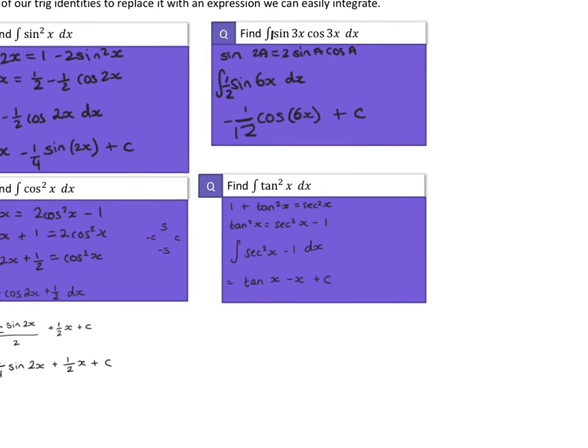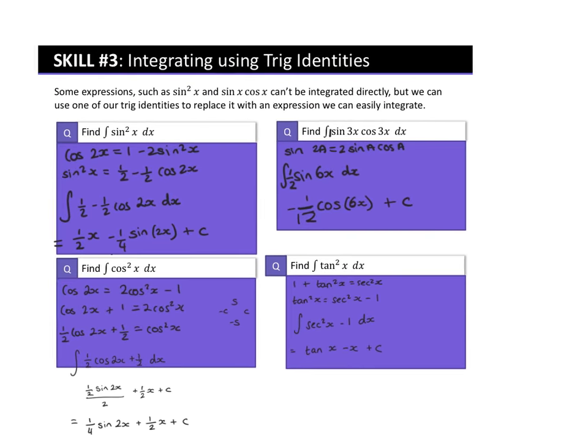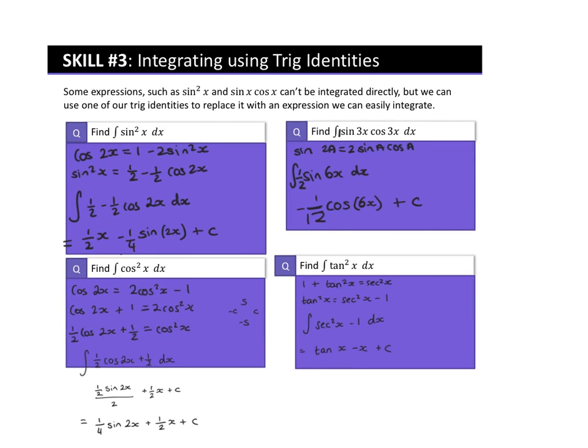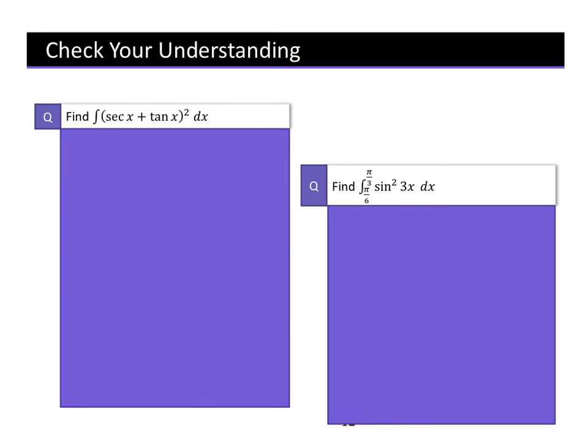So these are integrating using trig identities. I want you to test your understanding, okay? Pause it, give it a go. We want to find the integration of (sec x plus tan x) all squared.